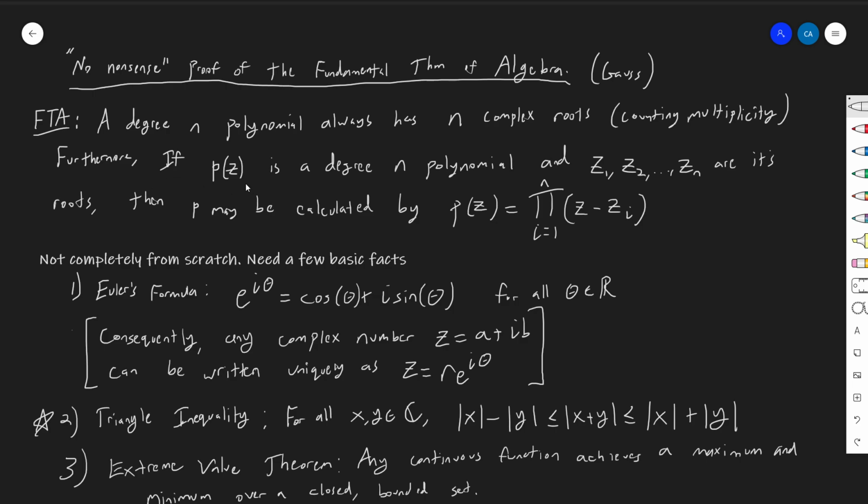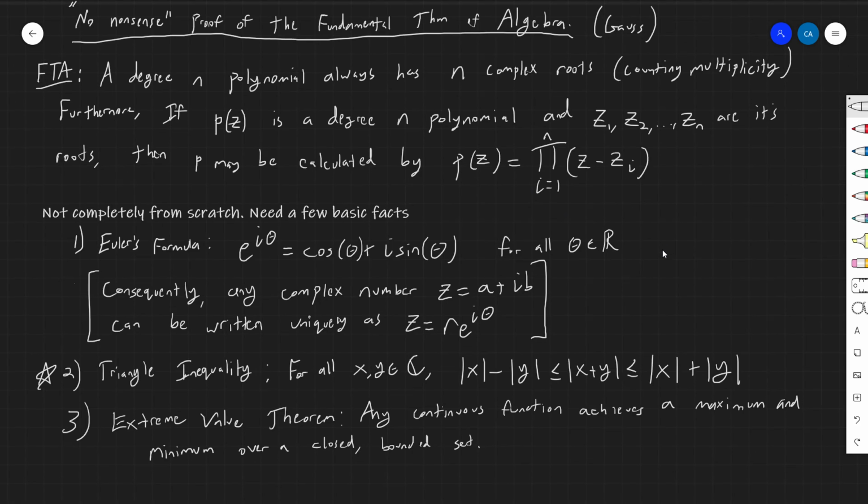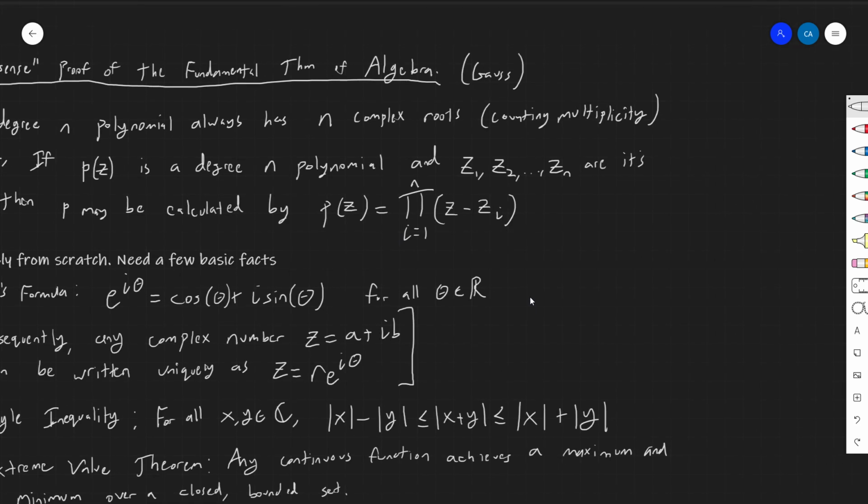Furthermore, if you've got a polynomial p of z and its degree n, and z1 through zn are its roots, then p can be calculated as this. You could just write it down this way. So, this big pi here means product. So this is z minus z1 times z minus z2. It's just the classic factoring thing that you've seen.